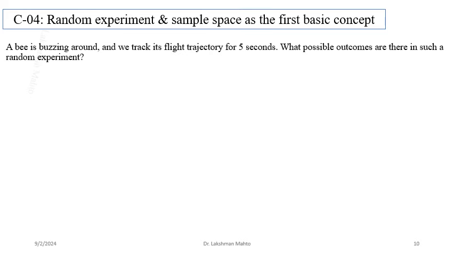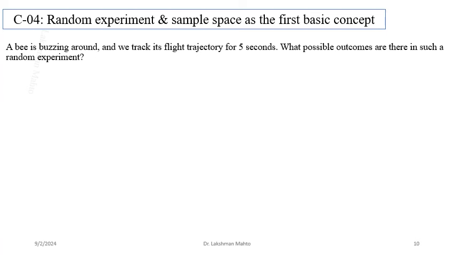As I told you, sample space is the first basic concept, and we will take a few more examples. One is the movement of a bee. A bee is buzzing around us. Everyone might be aware of a bee, honeybee or mosquito and various other things, all falling in the same category. If you track its flight trajectory for 5 seconds, what would the trajectory be?